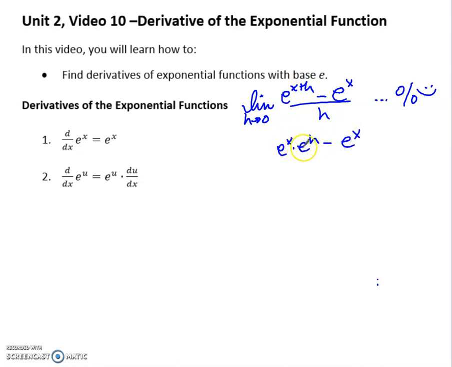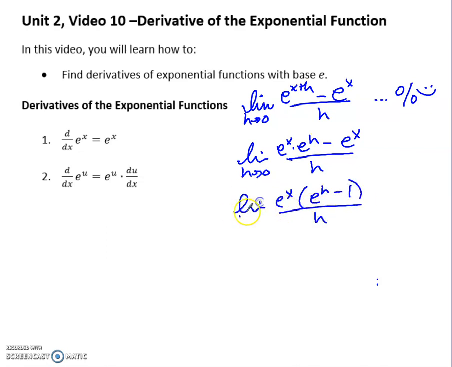So again, multiplication of like bases means you add. So if I'm adding up in the exponents, I can split them with multiplication. So once I do that, I'm going to factor out an e to the x. And then according to limit rules, I can split this up into two limits because this is multiplication. So I'm going to do the limit of e to the x, and then I'll multiply by the limit of everything else.